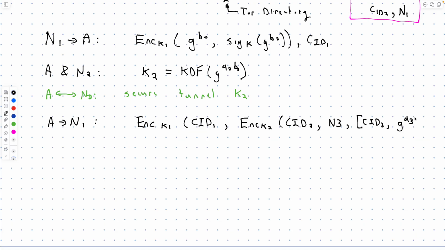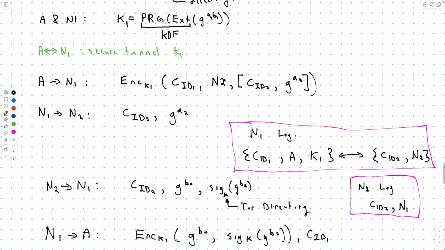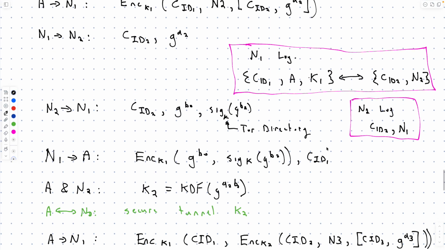Okay. This packet, CID2, N3, CID3, you've already seen this packet. It's the exact same thing that was sent here. It's one layer deeper in the encryption. That's the only difference here.